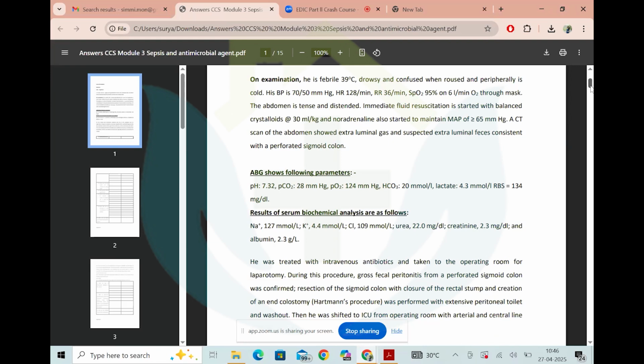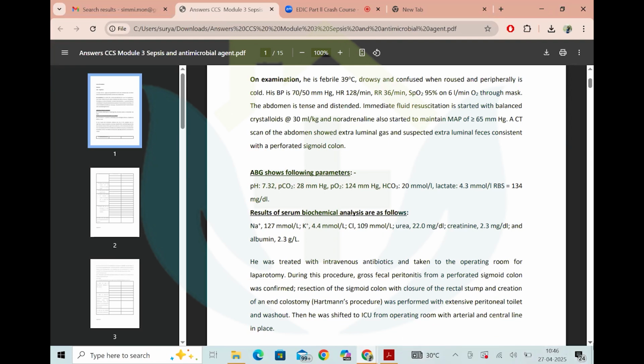These are your labs. The patient is treated with IV antibiotics and taken to the operating room. During the procedure, there is fecal peritonitis with a perforated sigmoid colon. You resect the sigmoid colon, do a Hartmann's procedure, and then shift the patient to your ICU with a central line and arterial line in place. I'll give you 2 minutes to go through this, and then we will ask the questions.